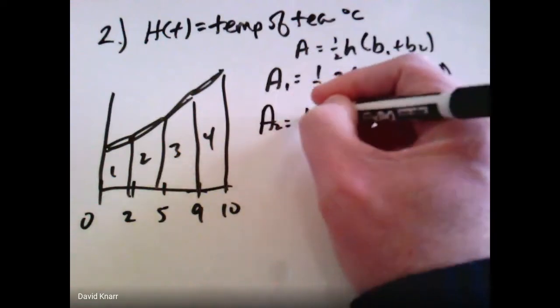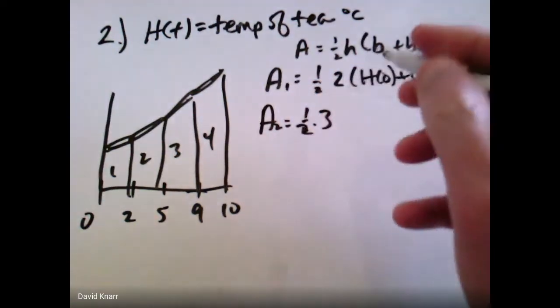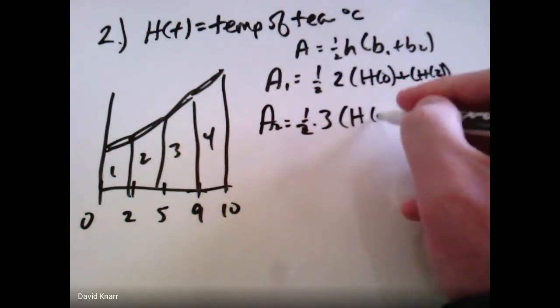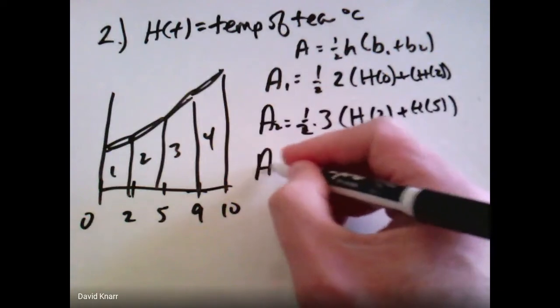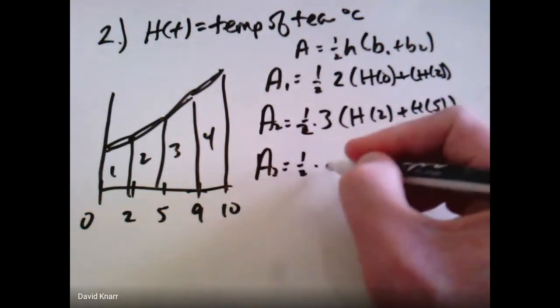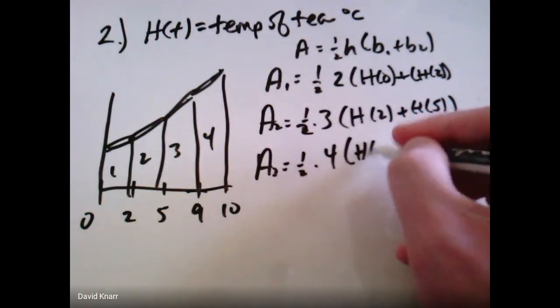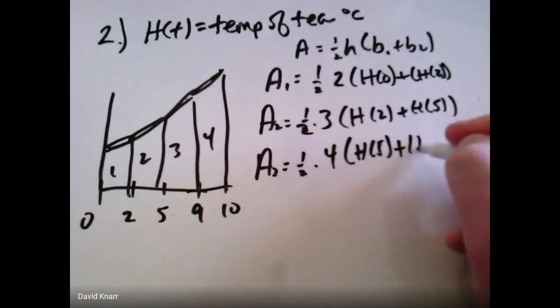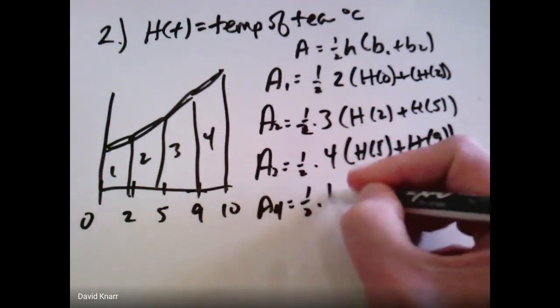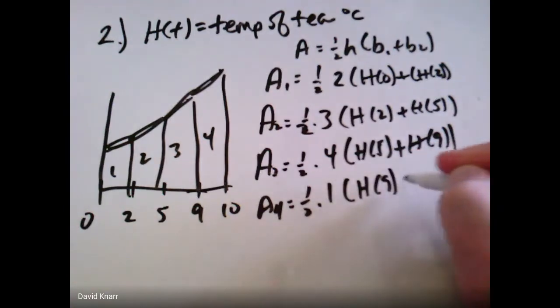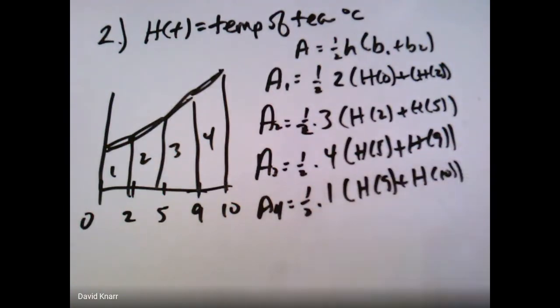Next one, half of 3, that's half of 3, h of 2 plus h of 5. Next one, half of 4, h of 5 plus h of 9. And the last one is half of 1, h of 9 plus h of 10.